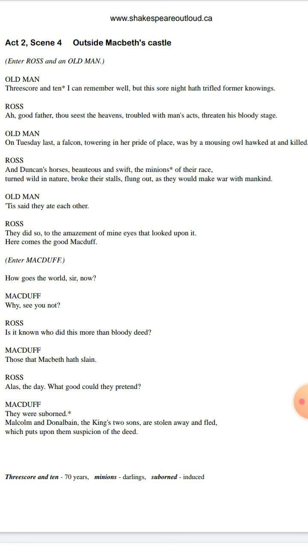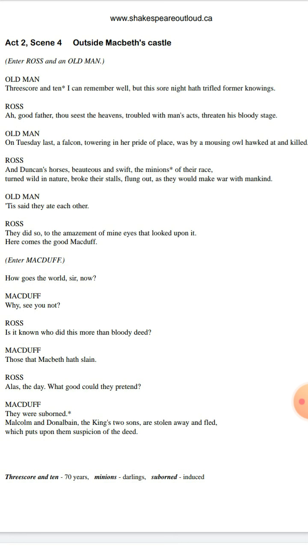Old man: Threescore and ten I can remember well. One score is equal to 20 years, and in this way three score is equal to 60 years. So three score and ten means 70 years.